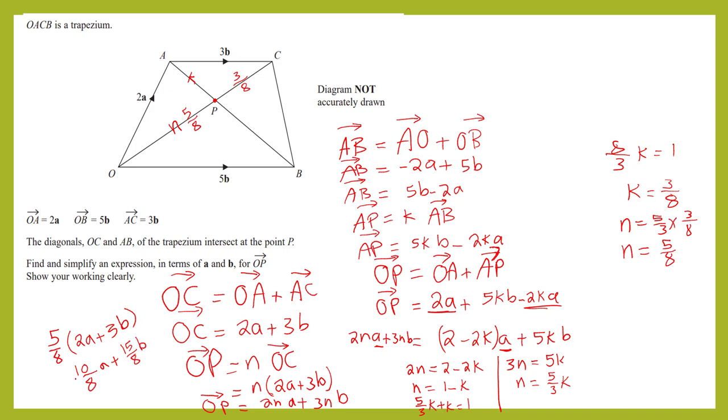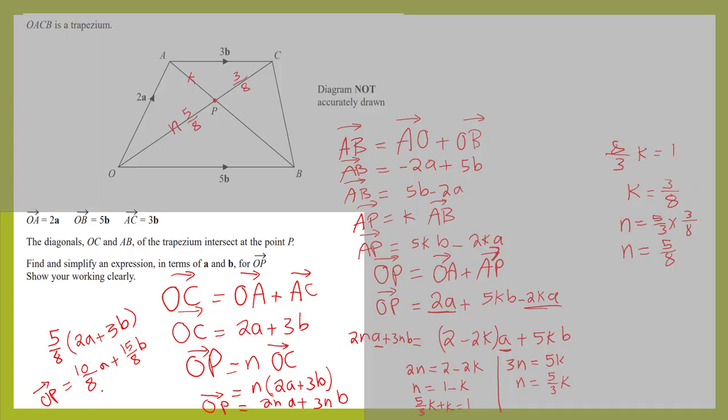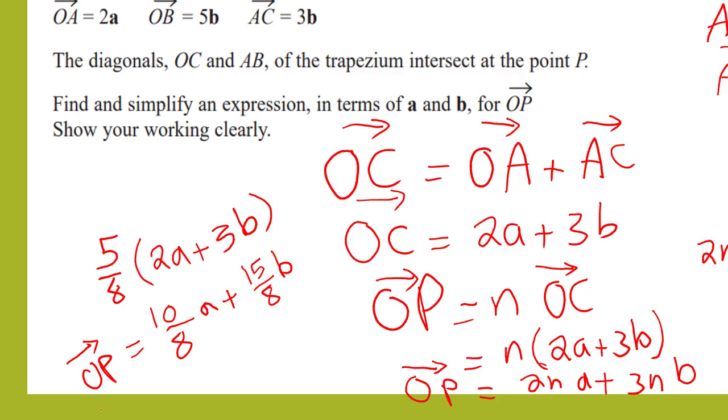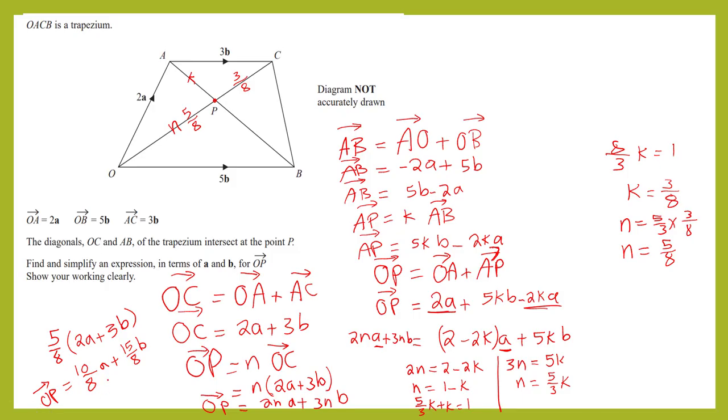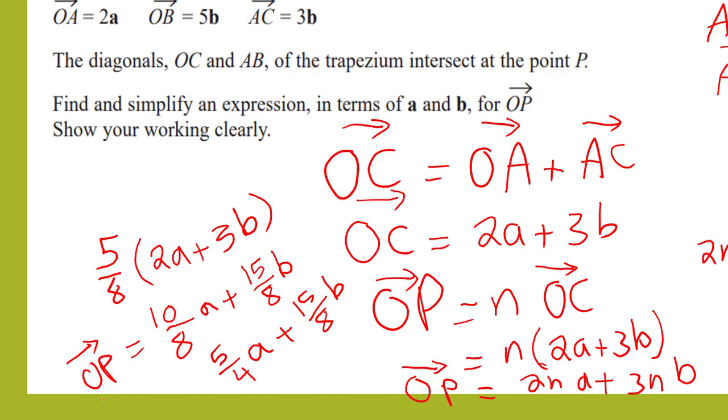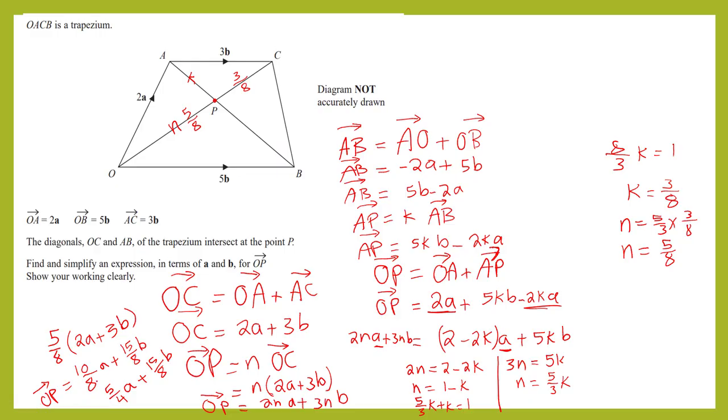Or you can just leave it like this, or it can be simplified. This is OP, it can be written here as 5 over 4 a plus 15 over 8 b, and this is the answer. And here is the answer of this part of OP. It will be OP equals 5 over 4 a plus 15 over 8 of b.